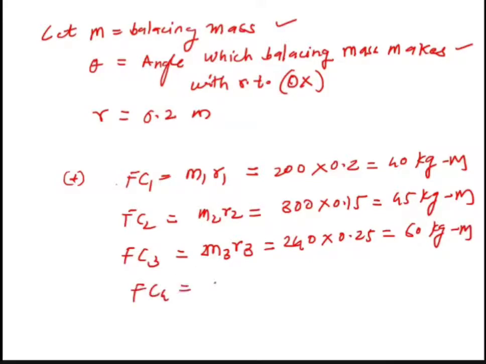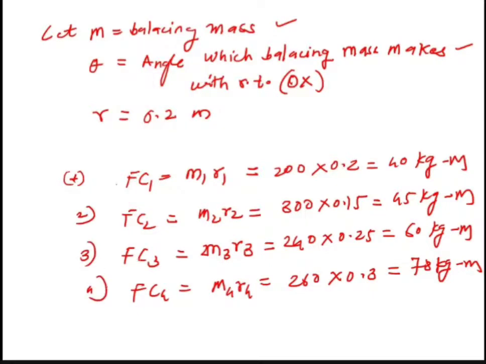Then calculate Fc4. Actually the formula is M R omega square, but omega is constant, as I have said earlier, so no need to consider omega. So Fc4 is M4 R4, which is 260 multiplied by 0.3. So we are getting 78 kg meter. Now we have calculated all the centrifugal forces.